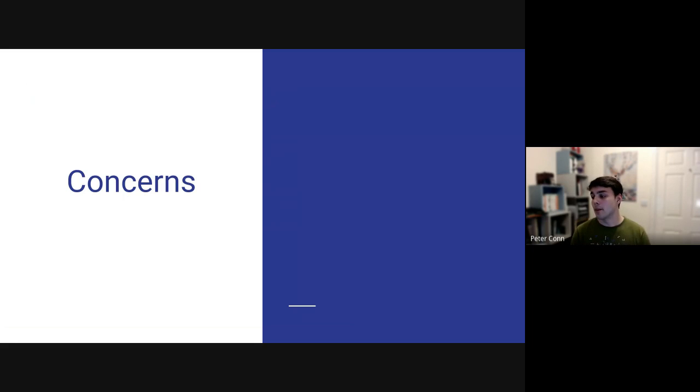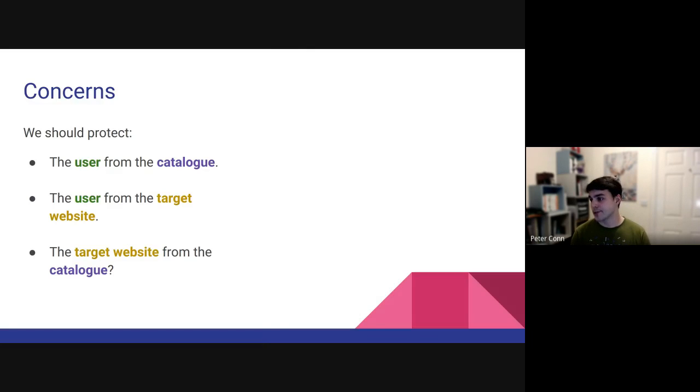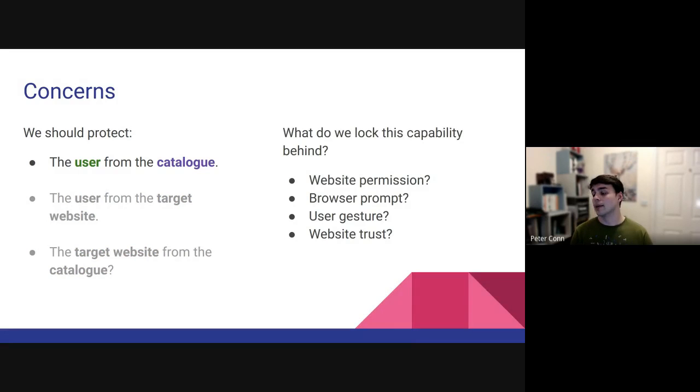So what are our concerns? There are three ways we can think of who we need to protect from what. One is protecting the user from the catalog. That is to make sure that the catalog doesn't spuriously install PWAs on someone's device. How are we going to get this permission? Is it going to be a permission? Are we going to require some browser UI? Is there going to be some kind of heuristic based on website trust determining who's allowed to install what?